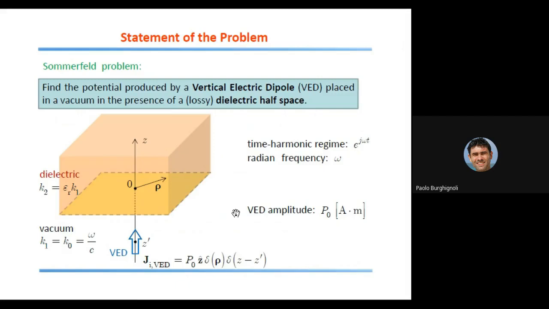And our VED is mathematically represented by a point source. There is a source located at a single point in space, so the dependence on the spatial coordinates of the source is given by these delta functions, p0 being a complex amplitude, which is expressed in ampere times meter. Okay, let us see how to solve this problem.